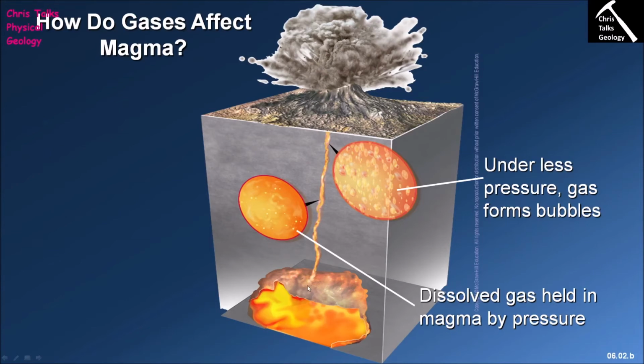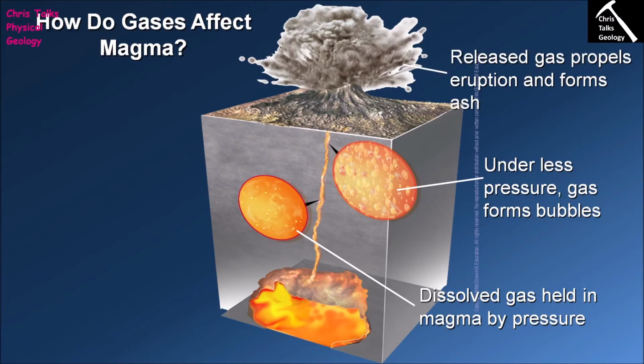Now, as some of that magma exits the magma chamber and starts to rise towards the surface, the pressure begins to drop. And as the pressure begins to drop, we're initially going to see a few gas bubbles forming. And then as the pressure gets even lower, we're going to see even more gas bubbles forming, and these gas bubbles are also going to get larger.